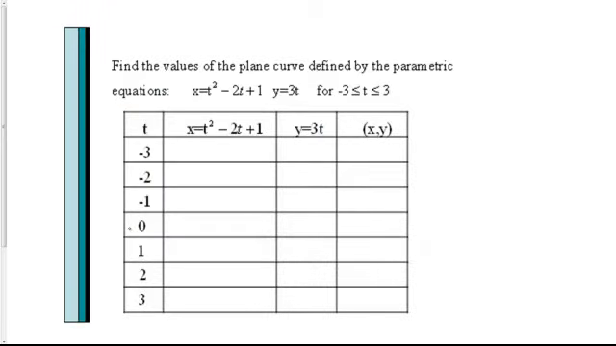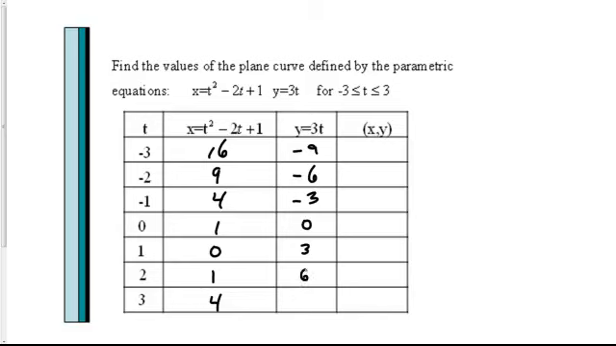So let's take a look at this particular example here. We have two parametric equations where x is equal to t squared minus 2t plus 1 and y is equal to 3t, and we want to look at it from the interval -3 to +3. So as we plot some x values here, we end up with 16, 9, 4, 1, 0, 1, and 4, and then we plot some y values. All we're doing is just substituting these values in for t. You should be able to do that with no problem.